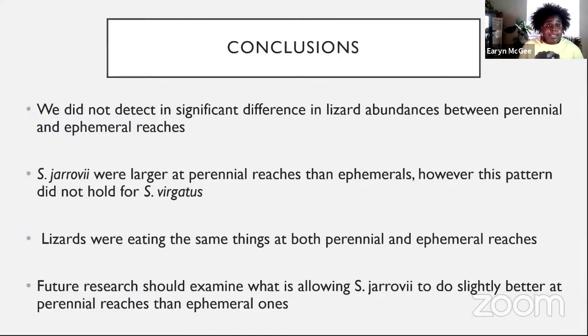Secondly, Sceloporus jarrovii were larger at perennial reaches than ephemeral ones. However, this pattern did not hold for Sceloporus rugosus, and lizards were eating the same things at both perennial and ephemeral reaches. So we're not quite sure exactly what was driving that trend for Sceloporus jarrovii. Future research should examine what is allowing Sceloporus jarrovii to do slightly better at perennial reaches than ephemeral ones.